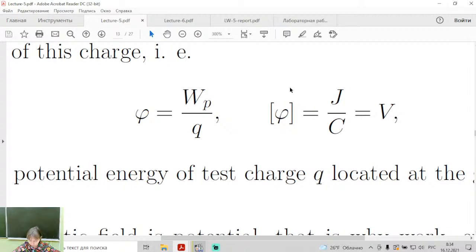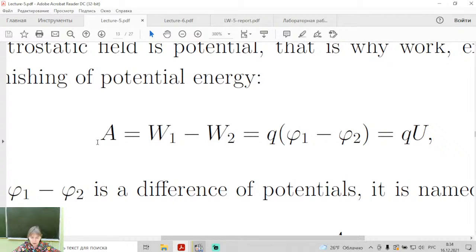The dimension of potential is volts. The electrostatic field has a potential, and the work executed by the field equals the difference of potential energy. Look at here, it's the work. It's the difference of potential energy, this test charge, and the potential difference.